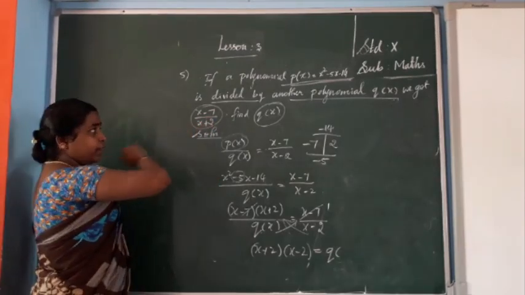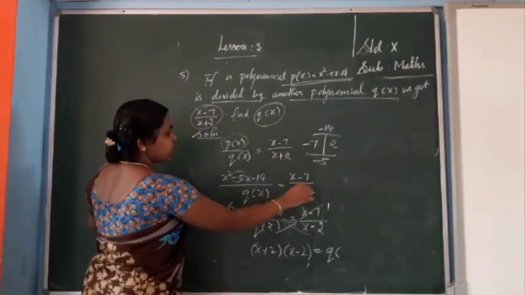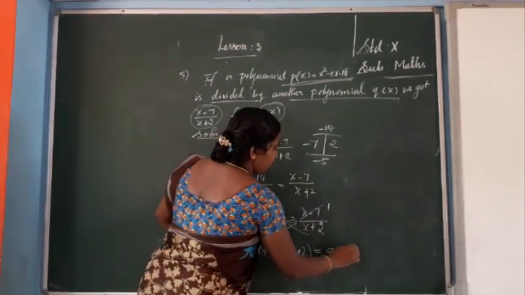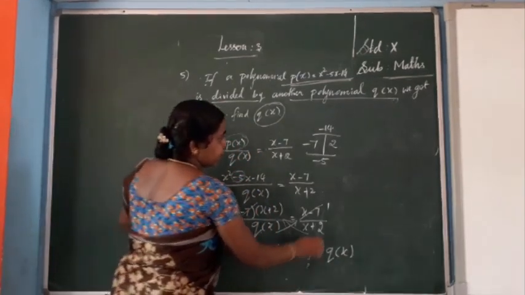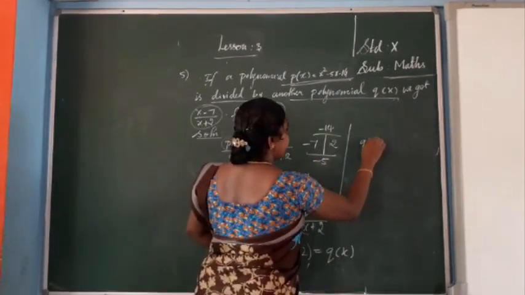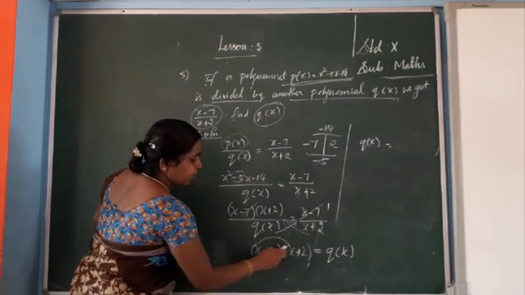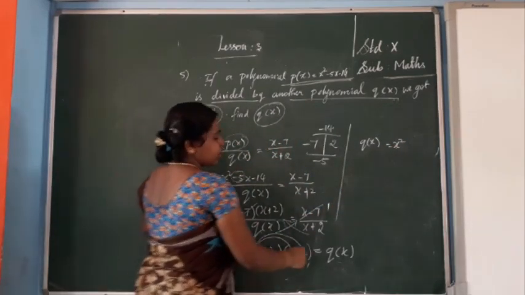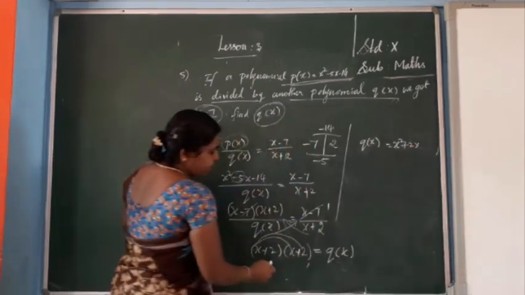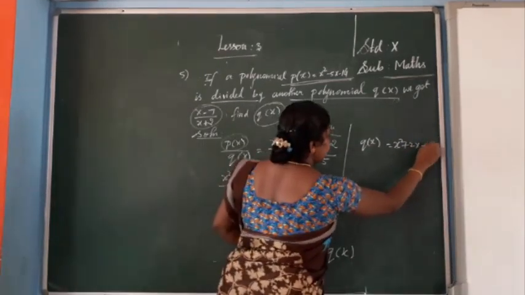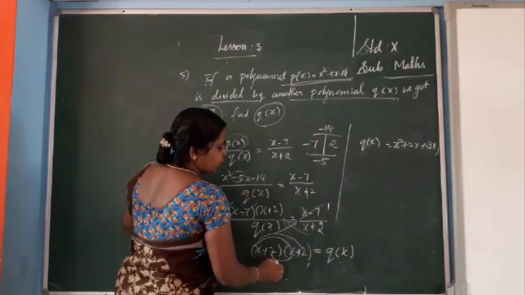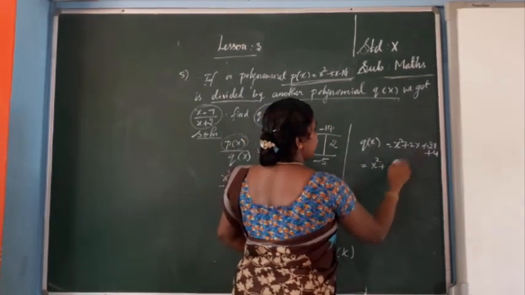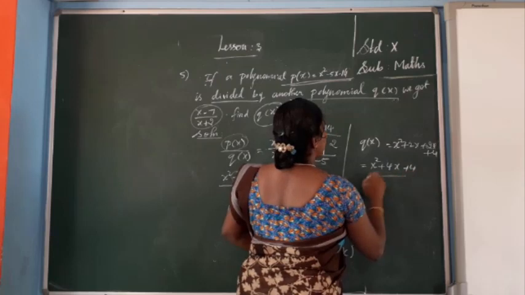Actually this is x plus 2. To change it, x plus 2. So x plus 2 into x plus 2 equal to q of x. Now q of x equal to, you multiply this: x into x, x square. Next x into 2 is 2x. Next 2 into x is 2x. Next, 2 2s are 4. So plus 4, equal to x square plus 4x plus 4. That is the answer.